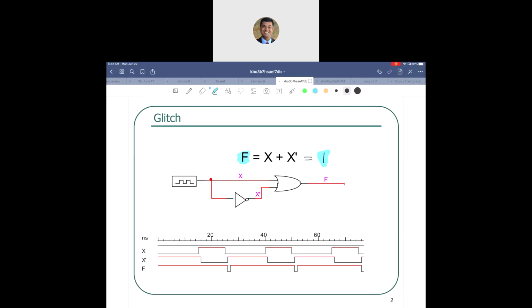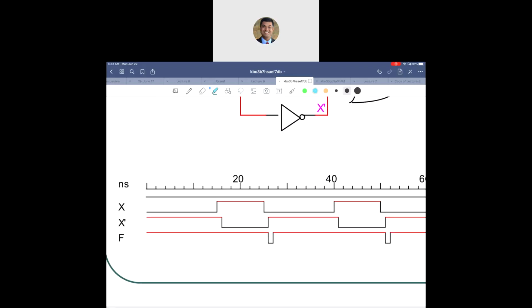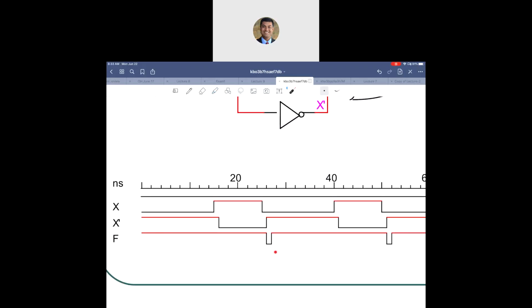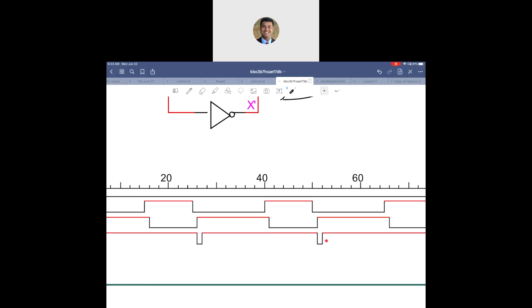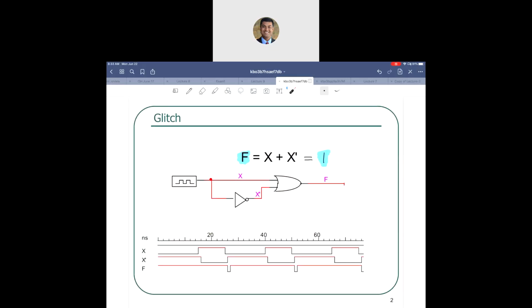Let us see what happens when you actually make the connections on a piece of hardware and observe the output. Right away, I hope you can see that the function over here is going to 0 at certain times, which means there is some problem going on. And that problem is referred to as the glitch. So let us see why this happens.